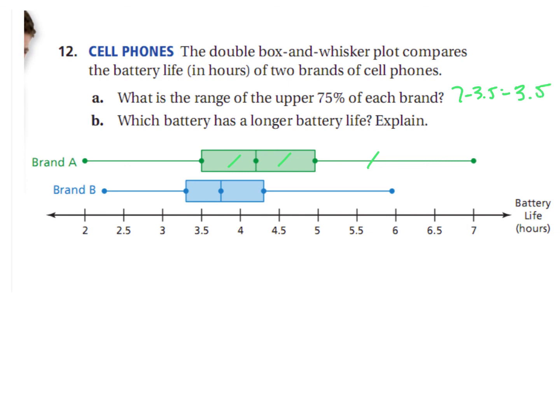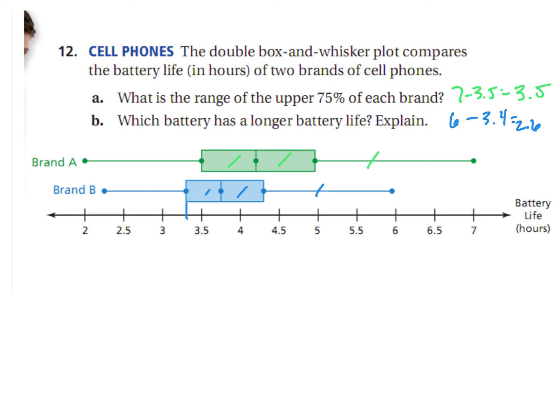Let's do brand B again. We're looking at this one, and this one. So the highest we'll say is 6 minus, we'll say what, 3.3, maybe 3.4, something like that. We'll say 3.4. So we subtract those and we get 2.6, if I do my math correctly.